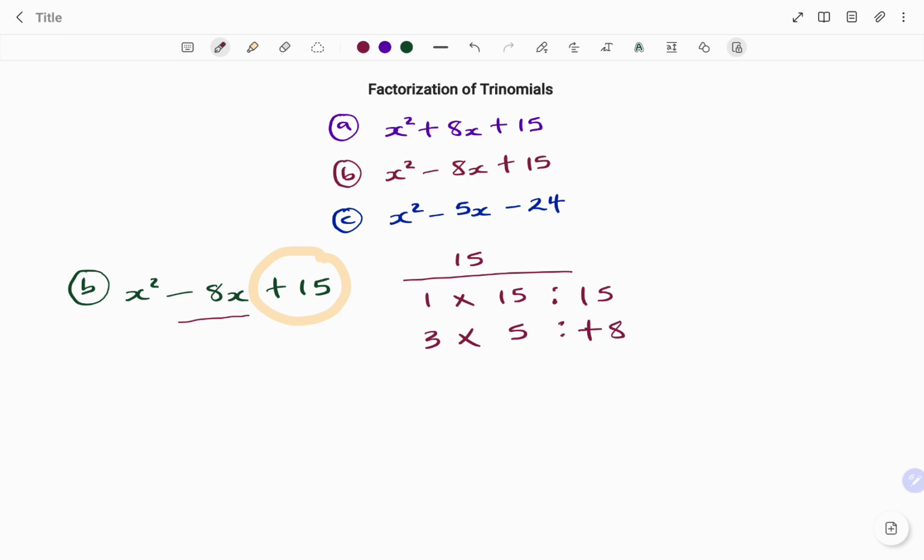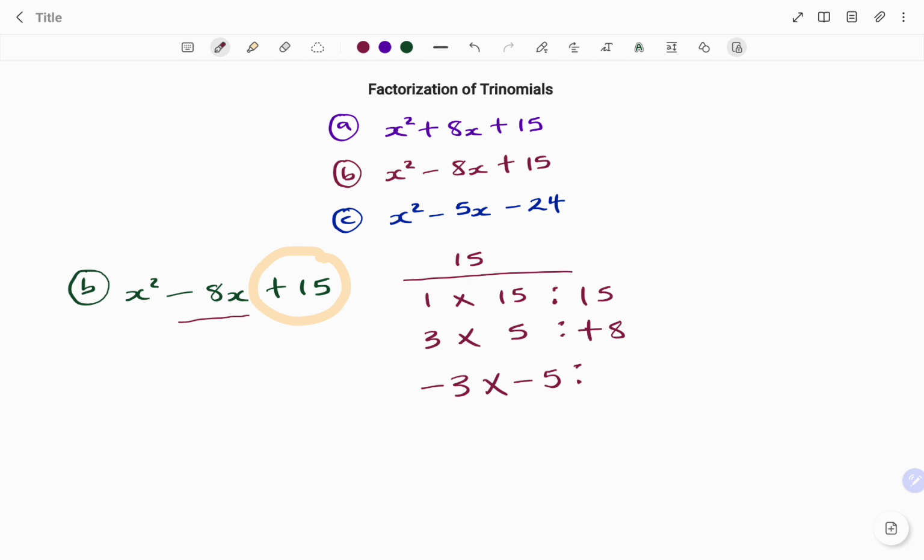Plus 3 times plus 5 will give me positive 15, but it doesn't give me a negative 8. So the next step is to change the signs to see which will give me negative 8. I'm going to try minus 3 times minus 5. If you look at minus 3 times minus 5, that will give me a positive 15, because negative times negative is positive.